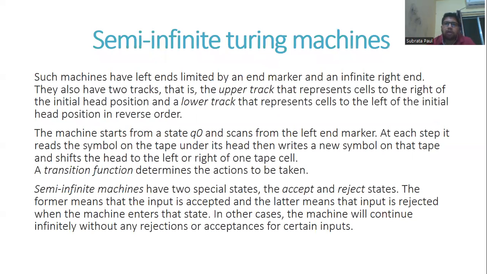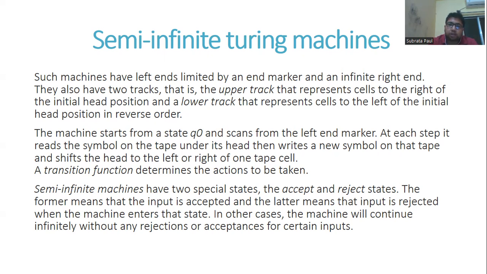We now move on to the next type of Turing machine, the semi-infinite Turing machine. Such a machine has its left end limited by a left end marker and an infinite right end. It can also have two tracks: the upper track represents the cells to the right of the initial head, and the lower track represents the cells to the left of the initial head, but in reverse order. This is the case if it has one track and if it has two tracks.